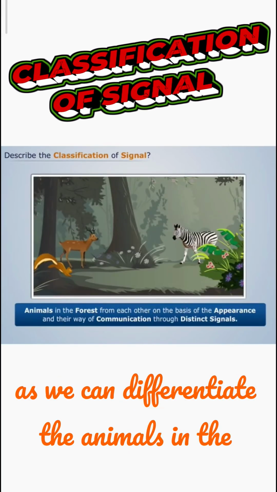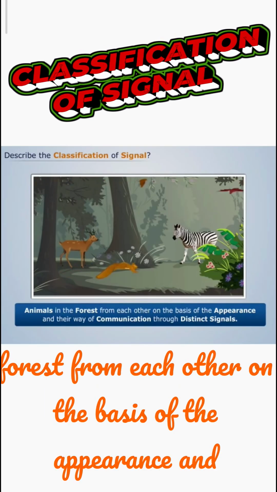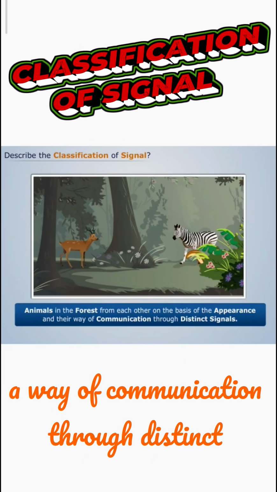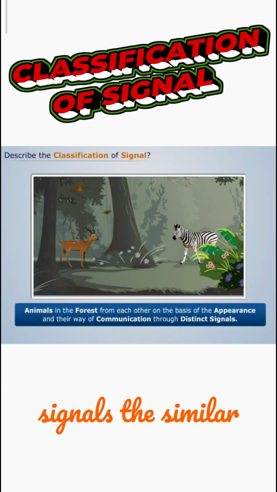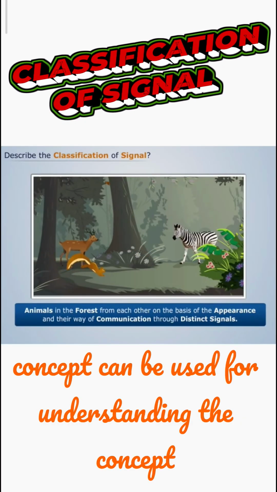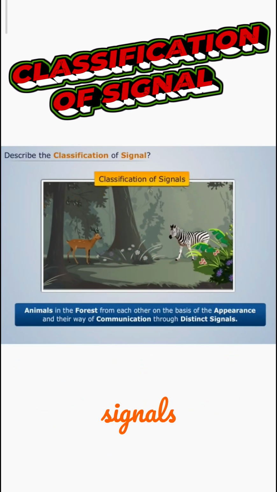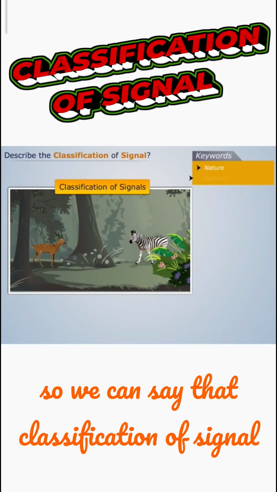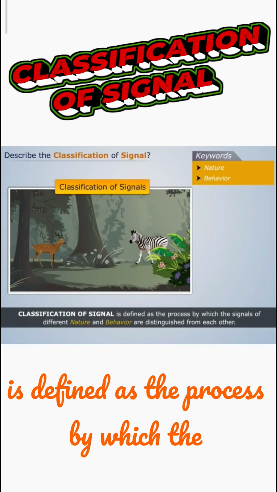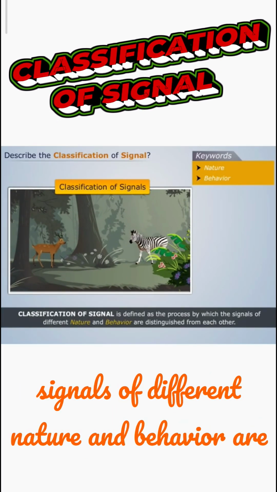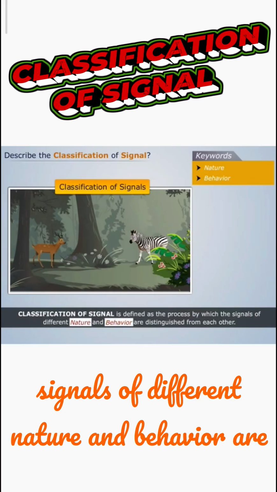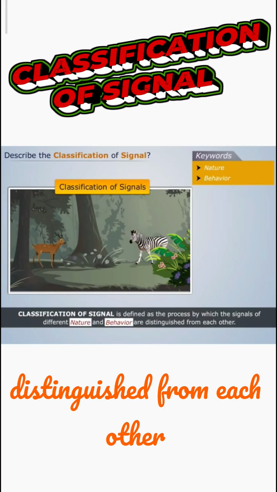As we can differentiate the animals in the forest from each other on the basis of their appearance and their way of communication through distinct signals, a similar concept can be used for understanding the classification of signals. So we can say that classification of signal is defined as the process by which the signals of different nature and behavior are distinguished from each other.